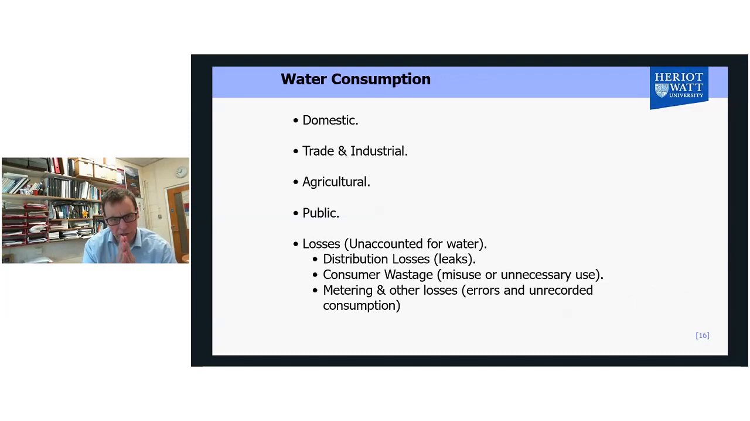You have to think about the consumption in terms of domestic, trade and industrial, agricultural, public. You have to think about losses. So this is unaccounted for water, so you've got your leaks, misuse or unnecessary use, so that's something you've not really planned through, and metering and other losses. One of the issues is you could have water meters in your network, and you could be using them to understand where the flow is going. But if those water meters aren't accurate, then it doesn't really tell you the total sum of how much water is being used.